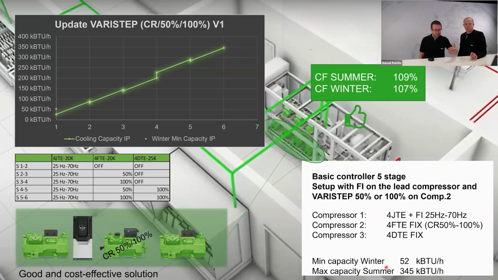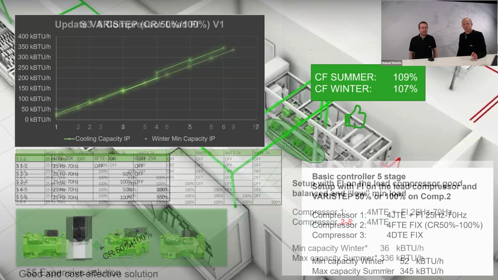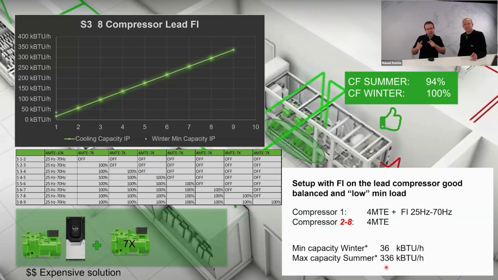If you want to have a system with one variable speed drive that can manage below 40 kBTU, you have to select the 4MTE compressor, which is roughly, not completely, half the displacement of the lead compressor before, but 3/4 of that. And if we go with equal compressors in this scenario, we would have to install 8 compressors to have it.